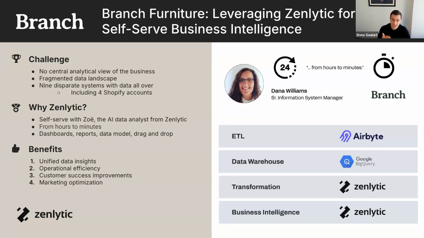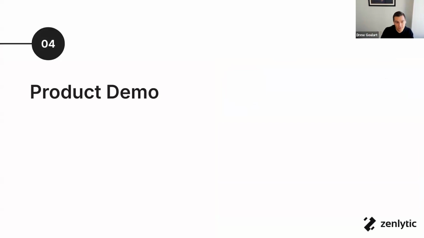And so with Zenlytic, they have a self-serve solution that makes accessing data simple, fast, and reliable, which is good. And we've spoken a lot about what the promised land looks like, but now I'm going to turn it over to Zach so he can actually walk through how we've enabled that in real life. So Zach, I will pass this over to you and let you take it for a spin. Thanks, Drew. I appreciate it.